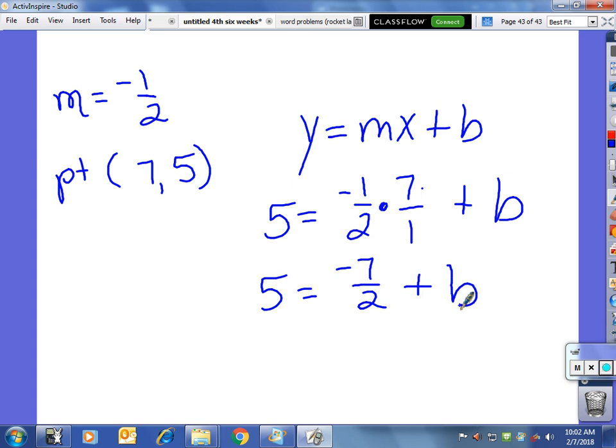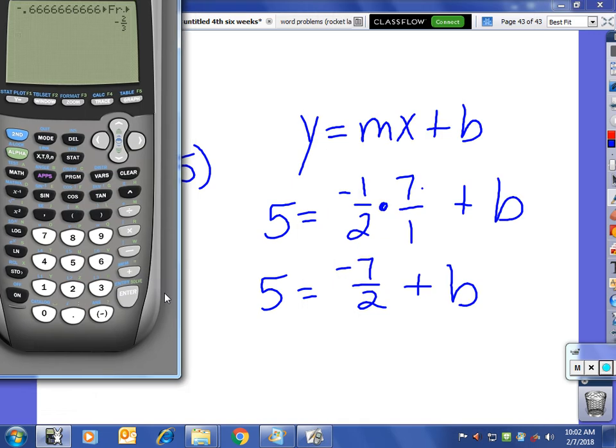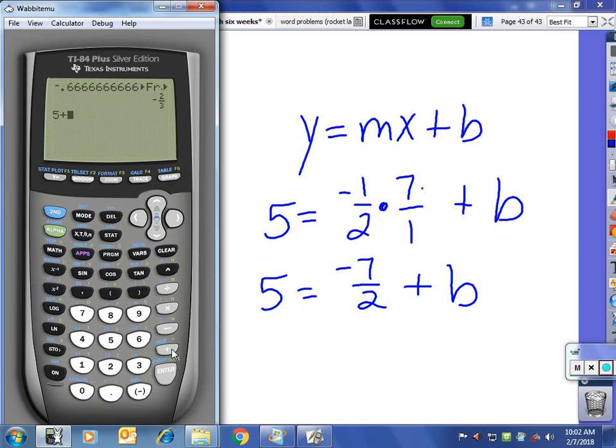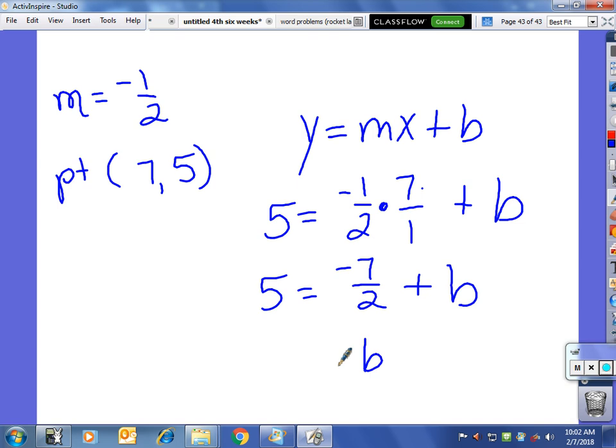Now here's where I would probably use my calculator. I've got to get rid of negative 7 over 2, which means I've got to add 7 over 2. So I'm going to do 5 plus 7 halves, and I get 8.5. Now what is that as a fraction? 17 over 2. So my b value is 17 over 2.